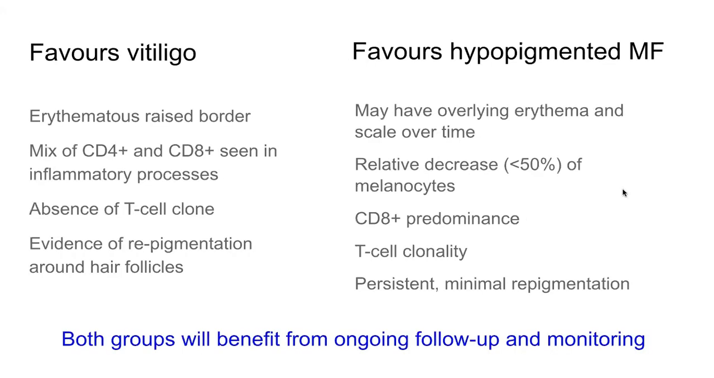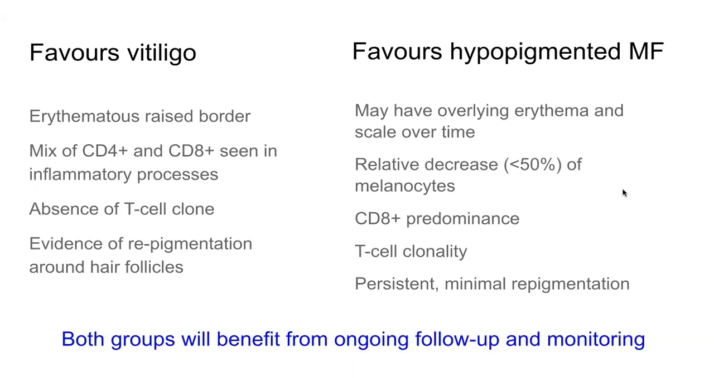So in summary, what are the features which favor vitiligo, inflammatory vitiligo, and what are the features that favor hypopigmented mycosis fungoides? If your case presents with depigmented areas with an erythematous raised border, if the histology demonstrates a mixture of CD4+ and CD8+, if there's an absence of T-cell clonality, and there's evidence of repigmentation around hair follicles, these are features which point towards inflammatory vitiligo.